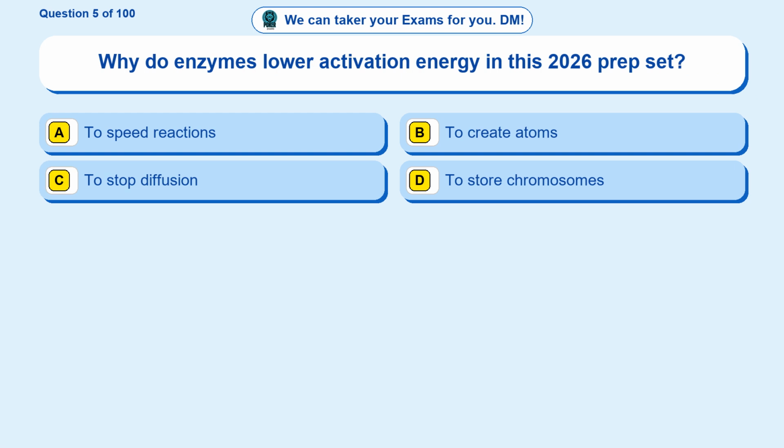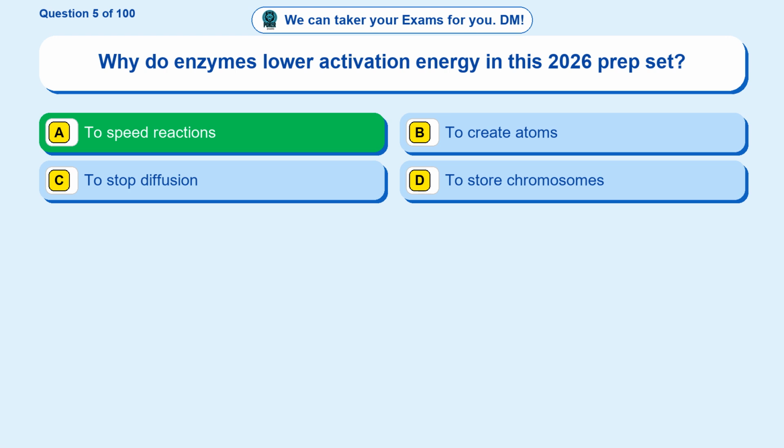Question 5. Why do enzymes lower activation energy in this 2026 prep set? Option A, to speed reactions. Option B, to create atoms. Option C, to stop diffusion. Option D, to store chromosomes. The correct answer is option A, to speed reactions.